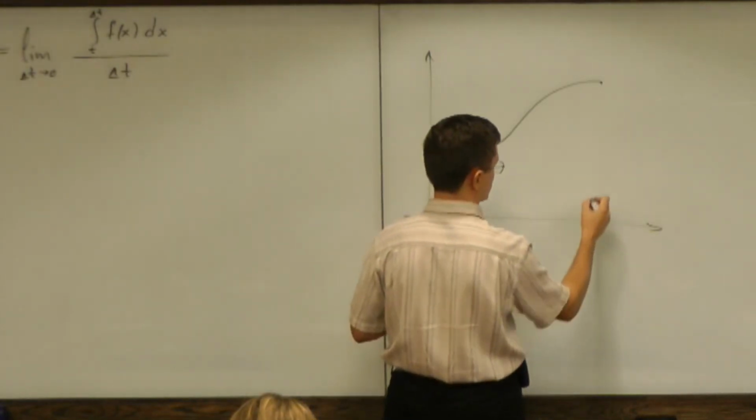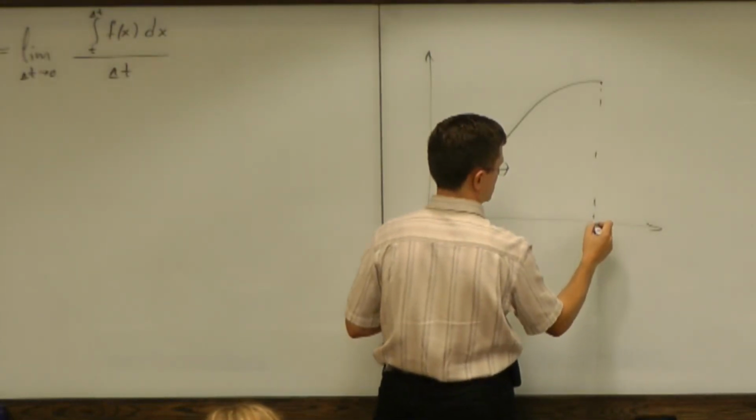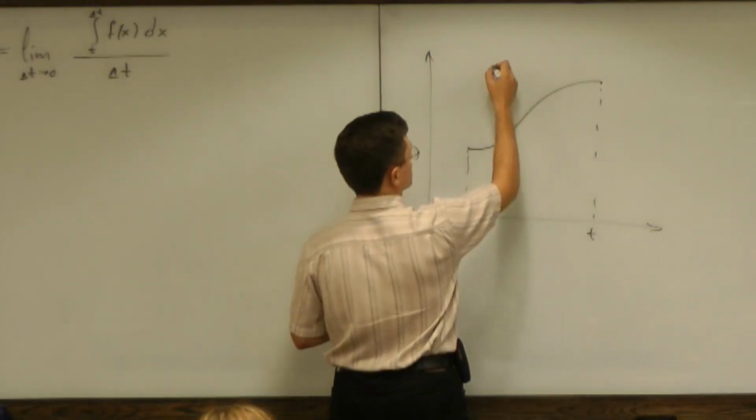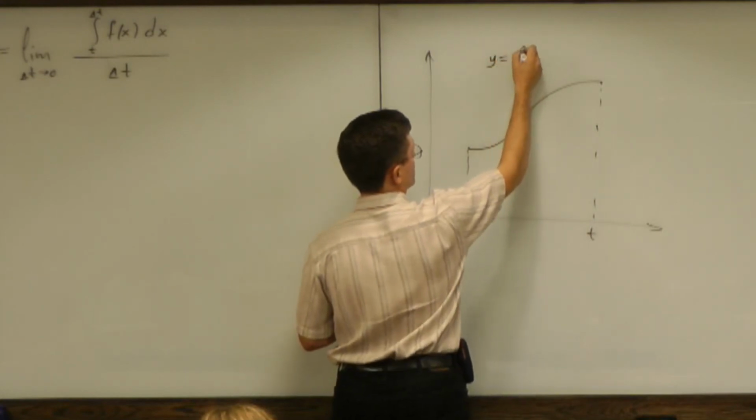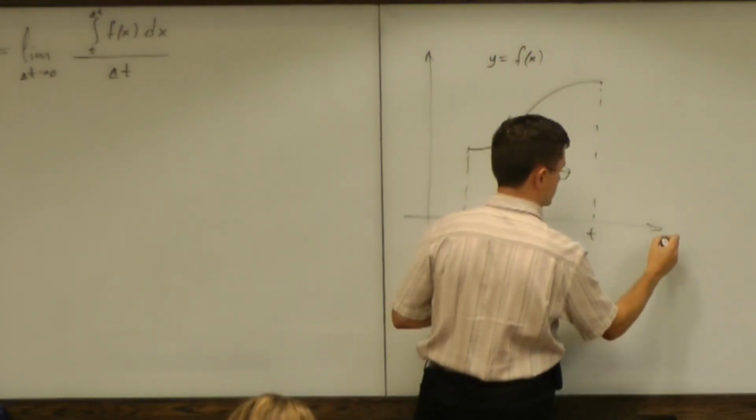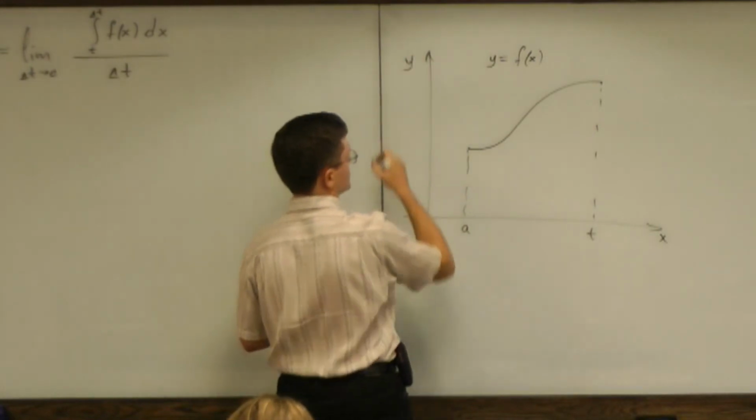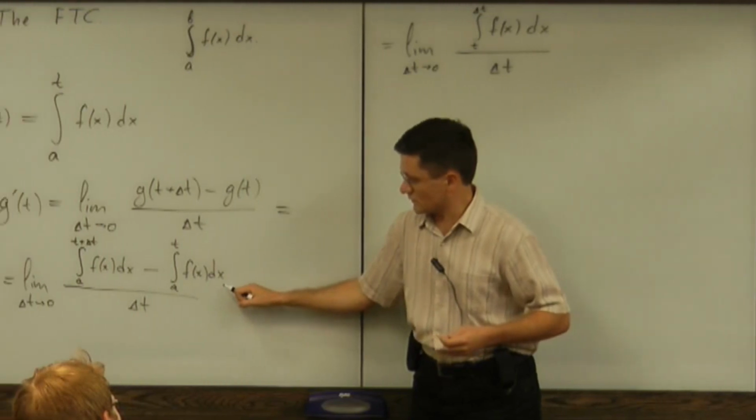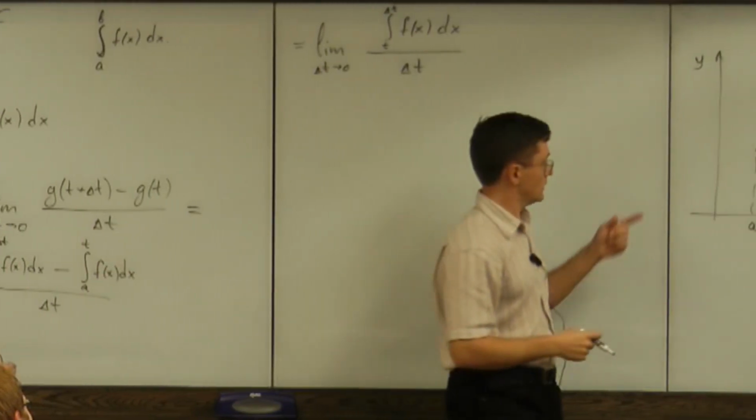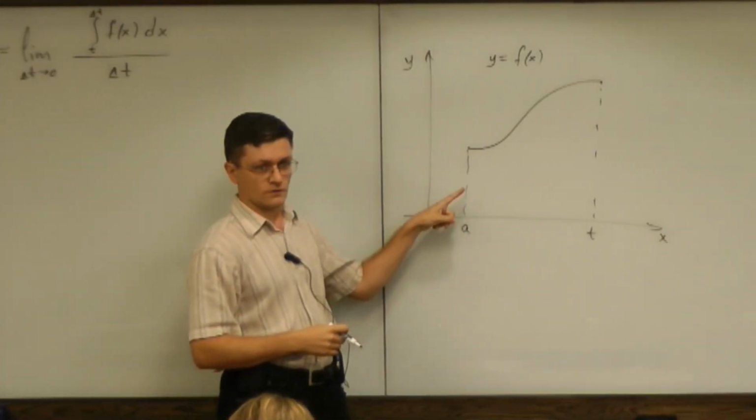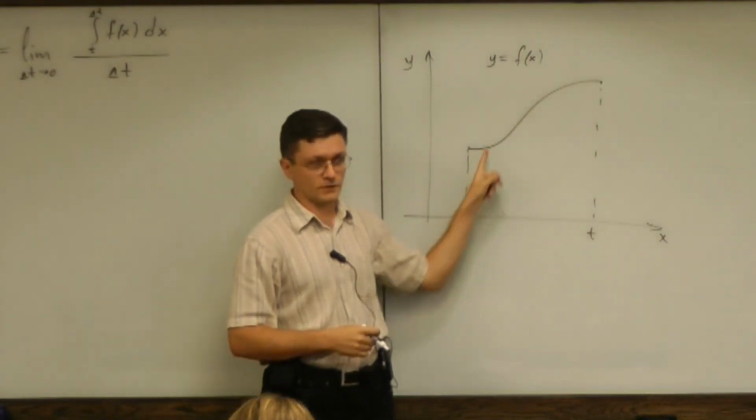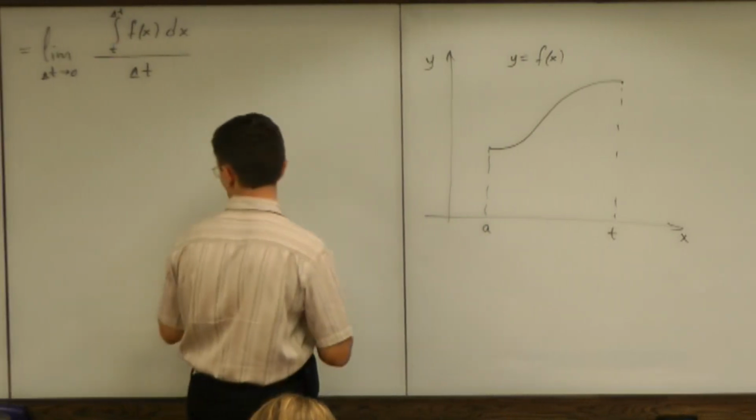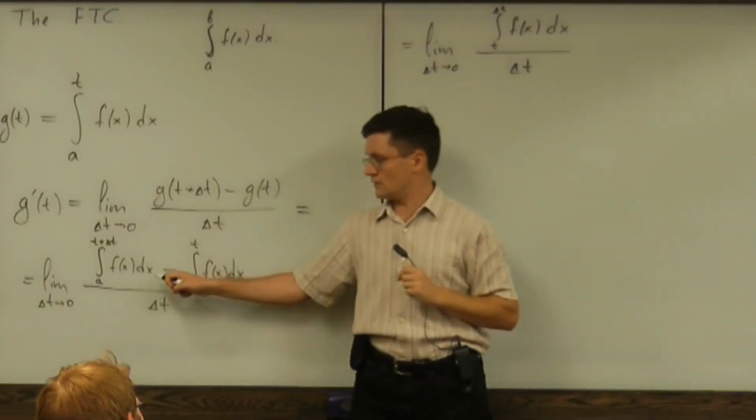So it goes from a to some t. And the graph is the graph of the function f. This is x-axis, this is y-axis. And what is it that I'm subtracting? I'm subtracting the integral from a to t. What is it geometrically? It's the area below the graph over the interval from a to t. Right? Now, what is the first integral?